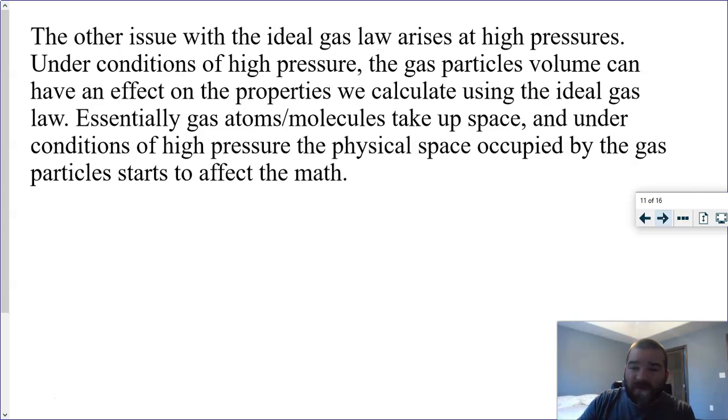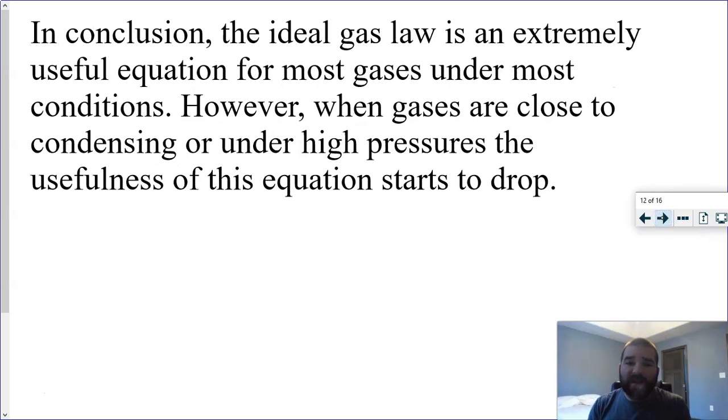So high pressure messes with the ideal gas law, and conditions where your gas is just about to condense into a liquid mess with the ideal gas law. Under both circumstances, it's really a matter of the intermolecular forces becoming more prevalent or stronger, right? And that's not a good thing for the ideal gas law, because it's ignoring them completely. In conclusion, the ideal gas law is extremely useful for most gases under most conditions. However, when gases are close to condensing or under high pressure, the usefulness of this equation starts to drop. Essentially the intermolecular forces start to matter way more, and that's going to mess with our math.